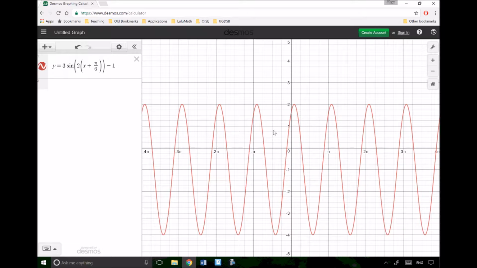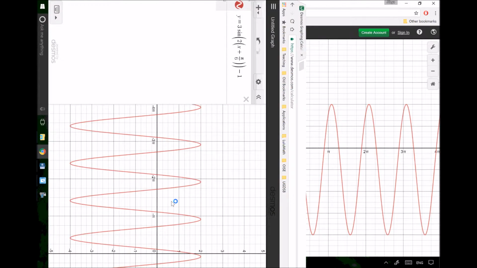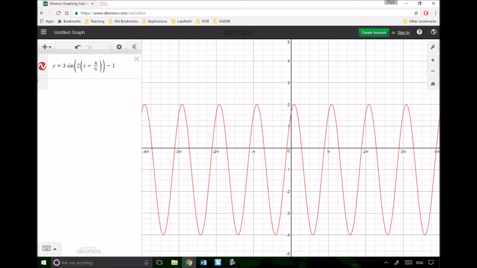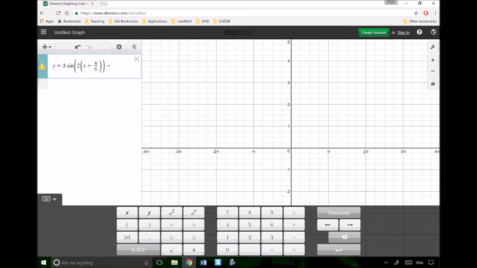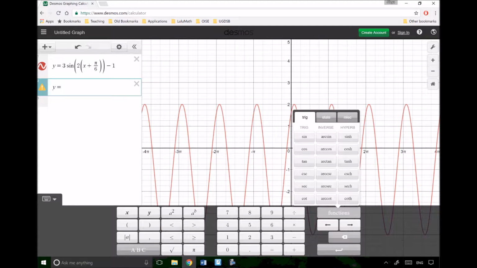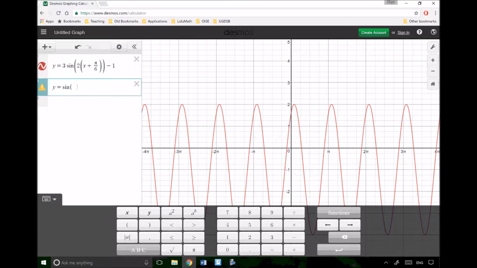Okay, so now that I've done that, I can see my graph a little bit better. I can see what's happening right here. If you notice, my graph is a sine function. In order for me to have a sine function, it has to look just like a regular sine function would look like. So let's go ahead and compare a sine function to what we have here. So we'll say y equals, and we'll go to functions here to get our sine. So y equals sine of x.